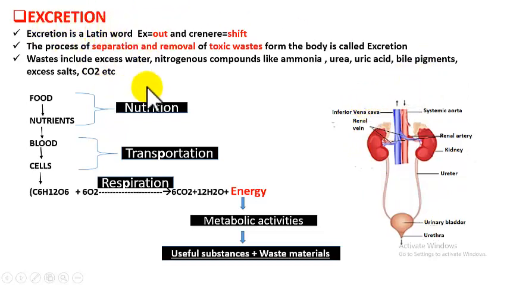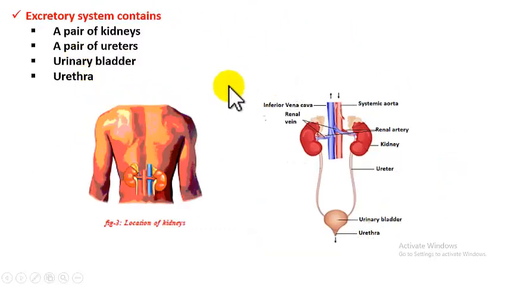Got it, students? So now let us see the excretory system, where our metabolic waste is separated and then expelled out. So this is our excretory system. It is present in the lower back of our body. On the back side, in the lower abdominal region, it is accommodated. Now this system consists of a pair of kidneys.